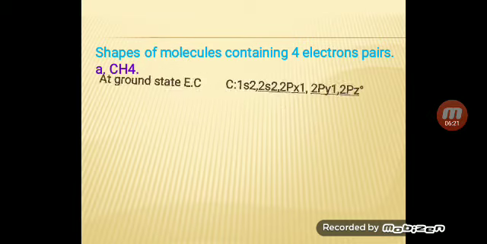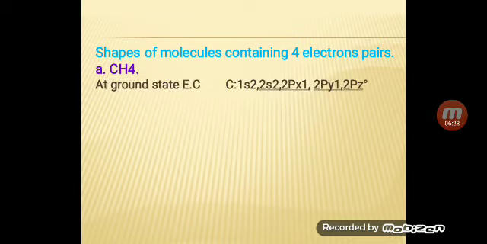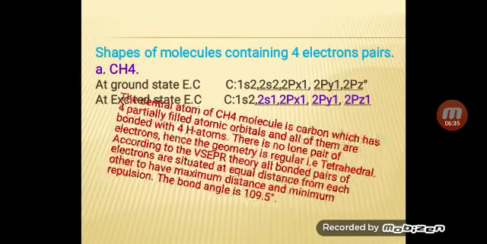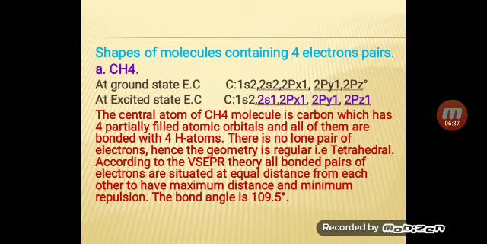Now, shapes of molecules containing 4 electron pairs. For these molecules, the first example is the methane molecule, CH4. The carbon is the central atom of this molecule. So the electronic configuration of carbon at excited state shows that there are 4 partially filled atomic orbitals present. So it means that carbon can form 4 covalent bonds with 4 hydrogen atoms. So there is no lone pair of electrons, hence the geometry is regular, that is tetrahedral.